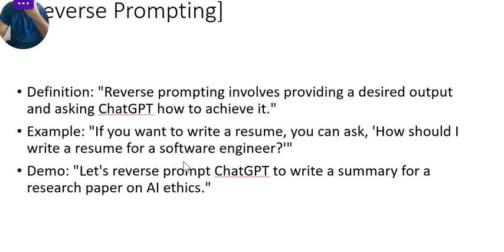Now in this session, we look at what is called reverse prompting. Reverse prompting involves providing a desired output and asking ChatGPT how to achieve it. So you give it a desired output and ChatGPT will work on that and help you achieve it. Say, for example, you want to write a resume. You can ask, how should I write a resume for a software engineer? This is called reverse prompting.